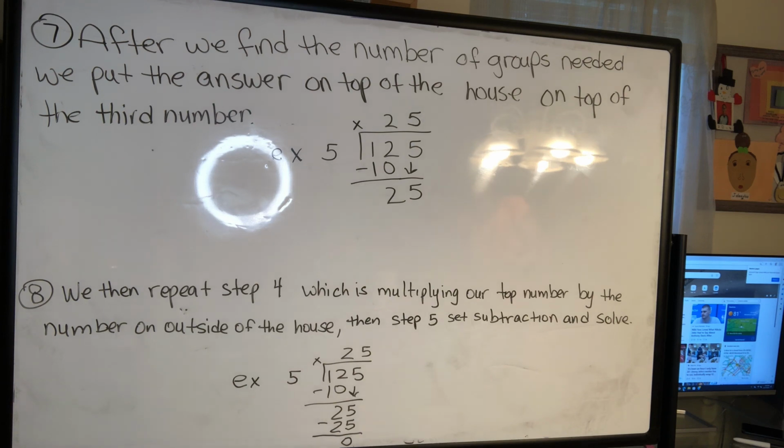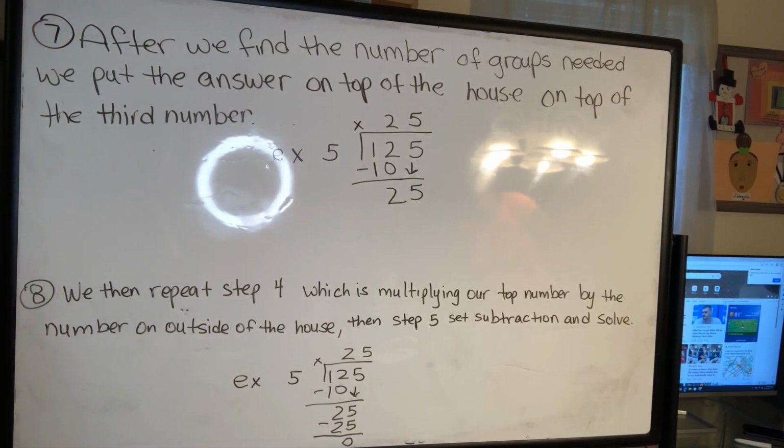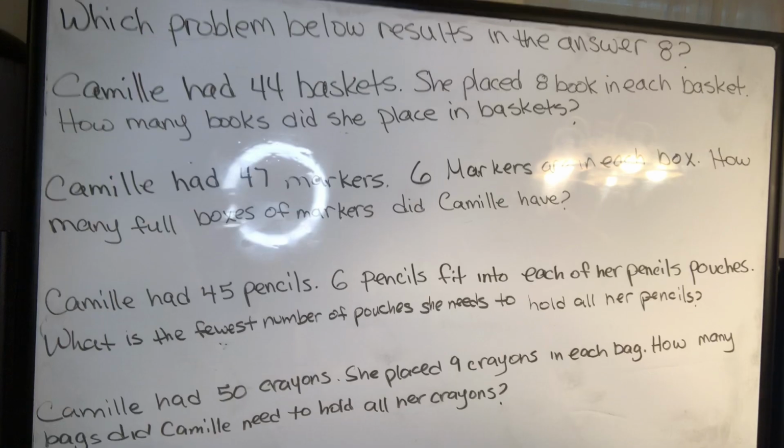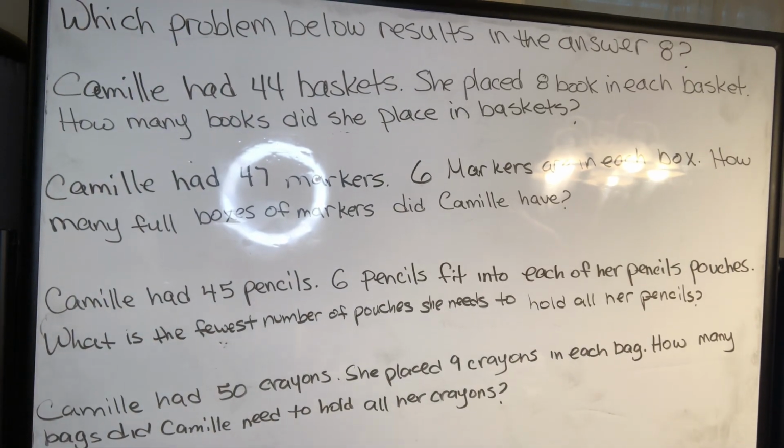Our example, 5 times 5 gave us a 25. We took our minus sign and our equal sign. 25 take away 25 leaves us with 0. So now we know 125 divided by 5 is 25. All right, so hopefully guys, going over the division will help you with these next set of problems.